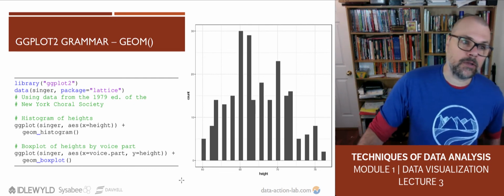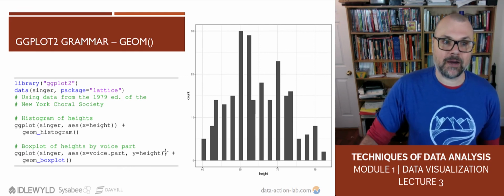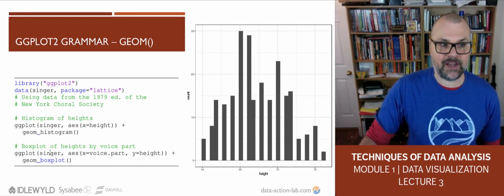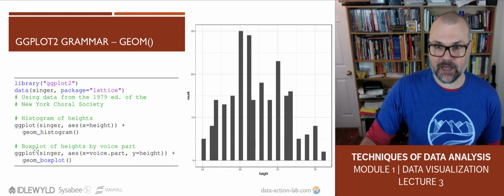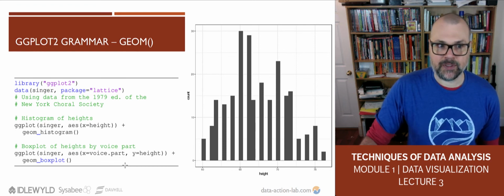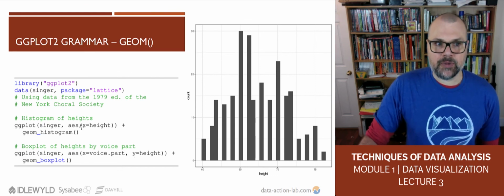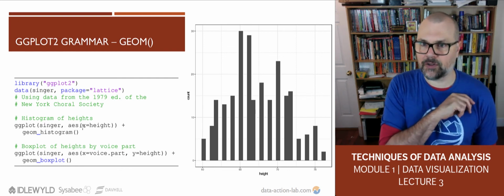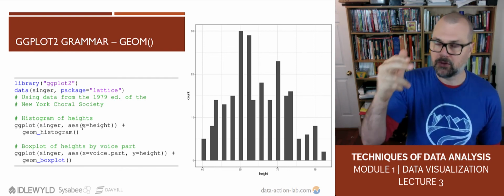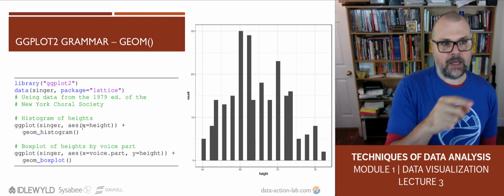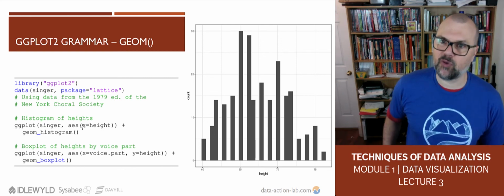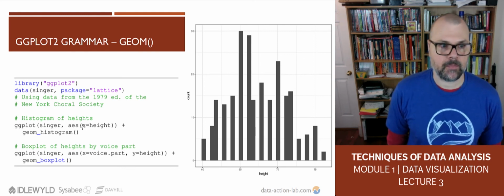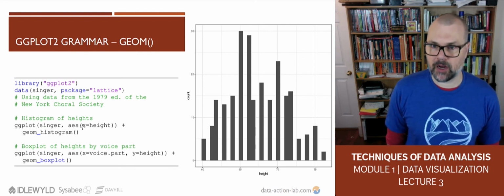Look at the second call here. It's the same setup. I specify the data set, which is still the Singer data set. Now I explicitly specify the variables that get mapped to two different design elements. The height used to be the horizontal variable, and now it's not horizontal anymore. It's going to be the vertical variable, the y, and the horizontal variable is going to be the voice part. And eventually I will produce a box plot out of this.